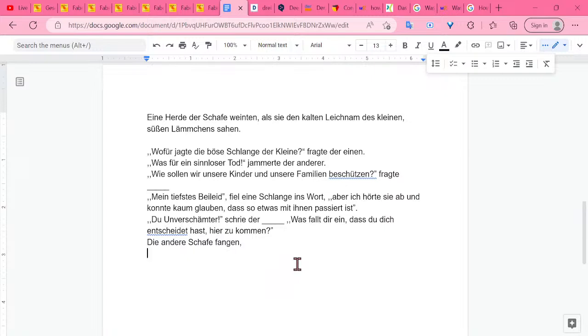Eine Herde der Schafe weinten, als sie den kalten Leichnam des kleinen süßen Lämmchens sahen. Wofür jagt die böse Schlange der Kleine? Fragte der eine. Was für ein sinnloser Tod, jammerte der andere. Wie sollen wir unsere Kinder und unsere Familien beschützen? Fragte der Dritte. Mein tiefstes Beileid, fiel eine Schlange ins Wort. Aber ich hörte sie ab und konnte kaum glauben, dass so etwas mit ihnen passiert ist. Du Unverschämter, schrie der Vierte. Was fällt dir ein, dass du dich entscheidet hast, hier zu kommen? Die andere Schafe fangen.